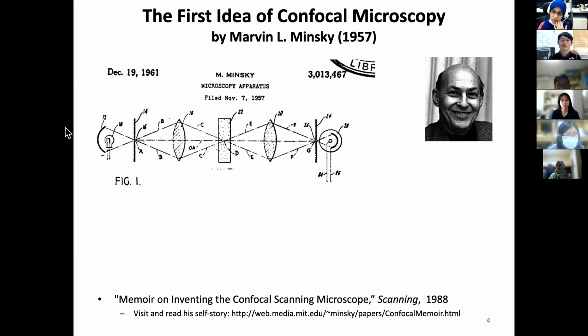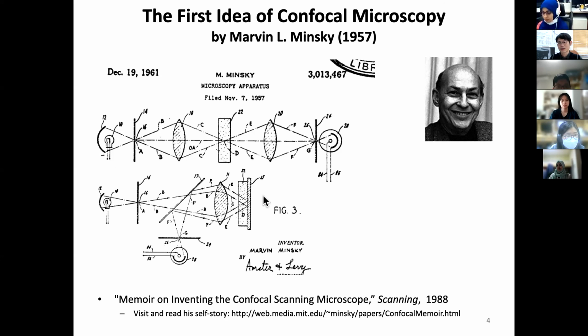In his case, he wanted to solve the scattering issue, and he was looking at the tissue, asking if there is any way to discriminate this blurry axial resolution. So here's his patent, with two ways. One is called transmission geometry, and the other is reflection geometry. I strongly urge you to read the reading material, the memoir on inventing the confocal scanning microscope. This is full of fun, and I strongly encourage you. It's just fun. You have to read it, and I think it gives us some insight.